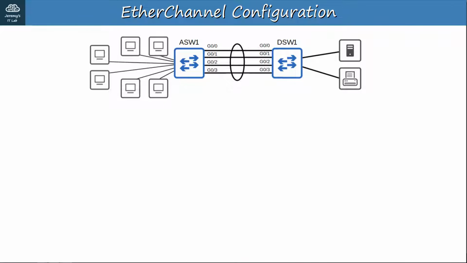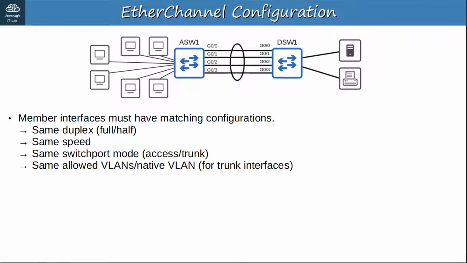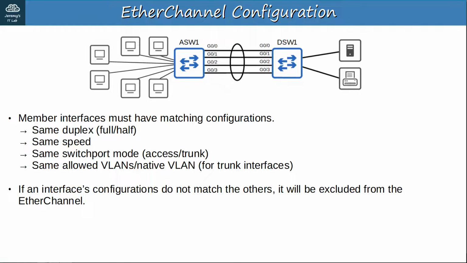Now, one more important point about EtherChannel configuration. Member interfaces, the physical interfaces in the EtherChannel, must have matching configurations. What do I mean by that? They must have the same duplex setting. They must have the same speed. They must have the same switchport mode, meaning access or trunk. If they are a trunk, they must have the same allowed VLANs and native VLANs. If an individual interface's configurations do not match the others, it will be excluded from the EtherChannel.